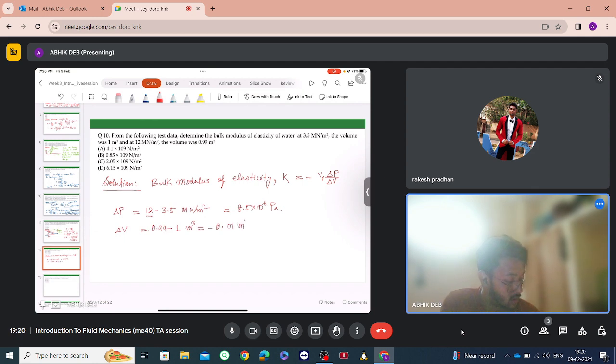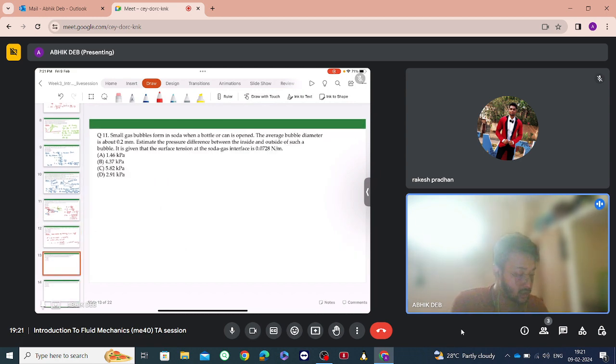That is minus 0.01 meter cube. So the bulk modulus value K is, what is the initial volume? Initial volume is 1 multiplied by delta P, that is 8.5 into 10 to the power 6, divided by minus 0.01. So it will come out to be 0.85 into 10 to the power 9 Newton per meter square, which is option number B.